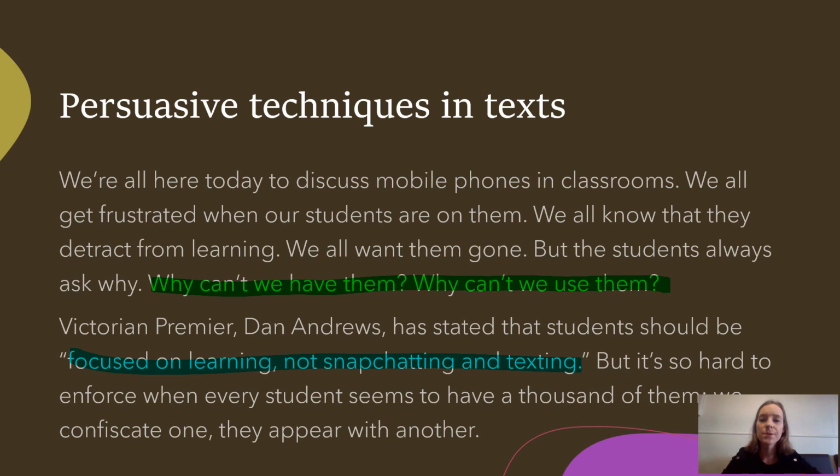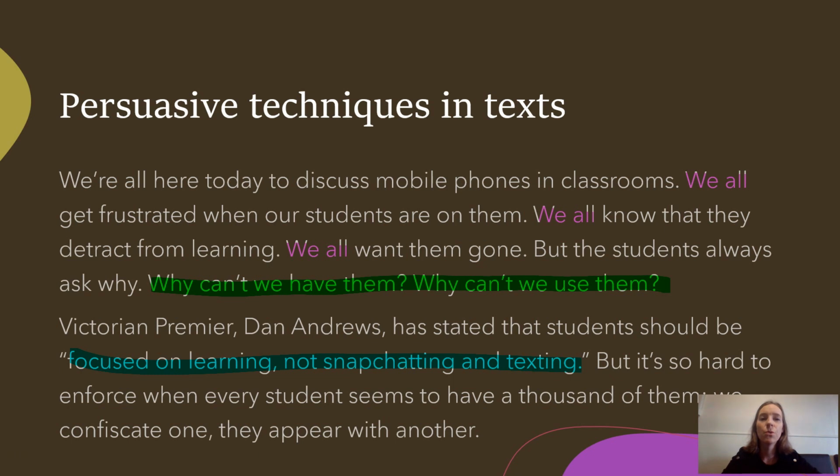We've got quotes. So Premier Dan Andrews is somebody who is in charge of education within Victoria, and they've used a quote. It's proving my point that it's not just me that thinks that, it's somebody else.